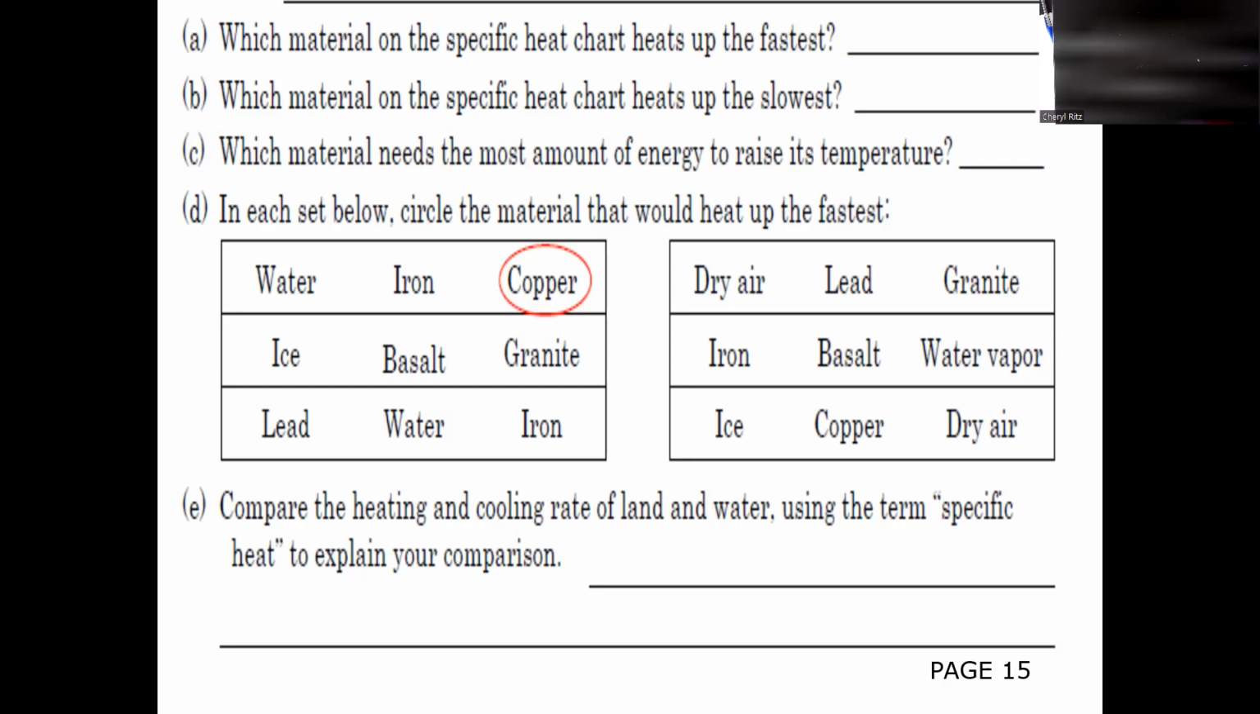Wait. We're just comparing land versus water. So let's start off the bat. Which one heats up faster? Well, land. That's the start of our sentence. Land heats up faster than water.